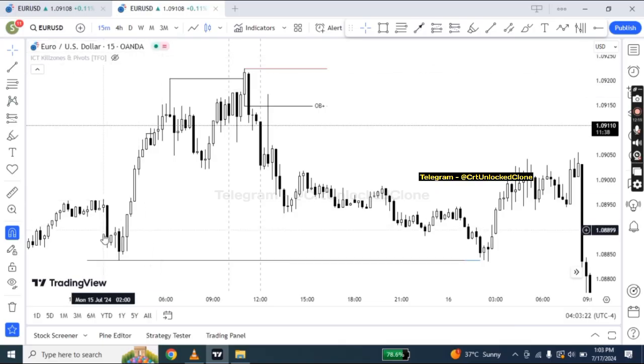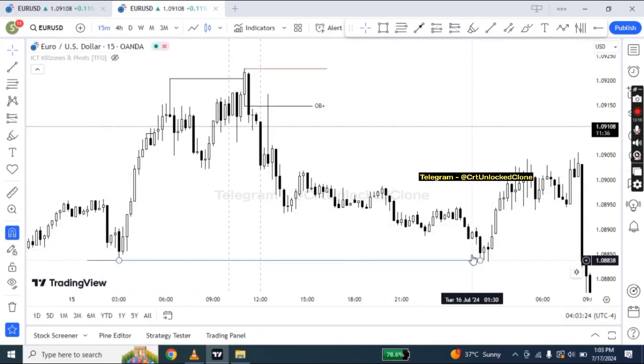And you can see we reached the drawn liquidity, and this trade turned out to be a winner, right? This was the trade breakdown on EU.